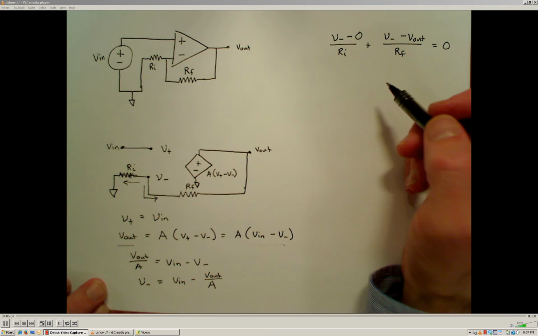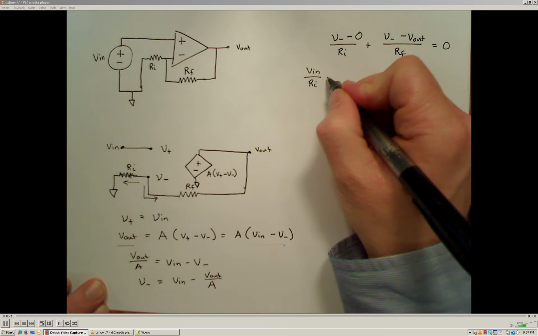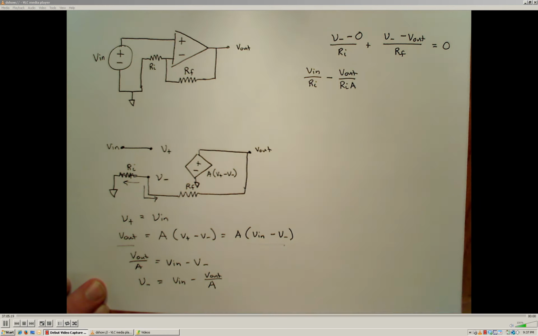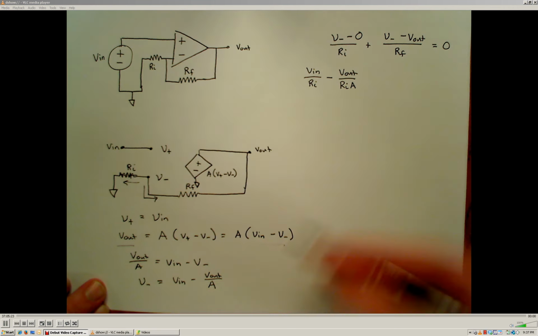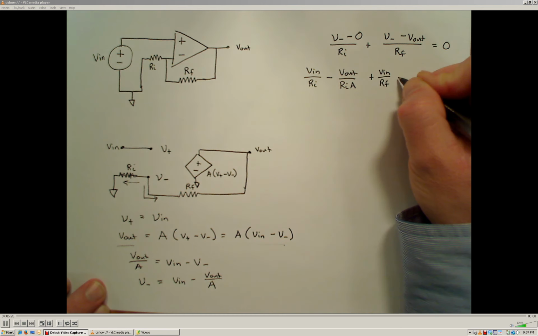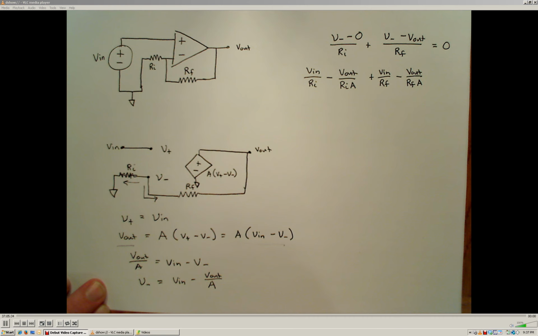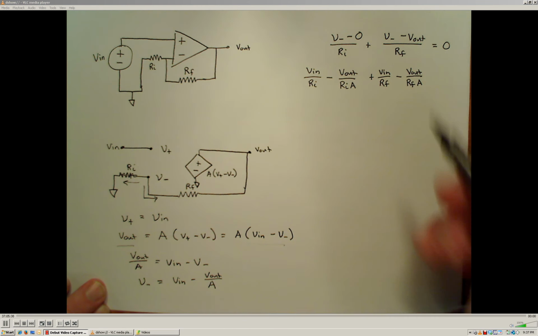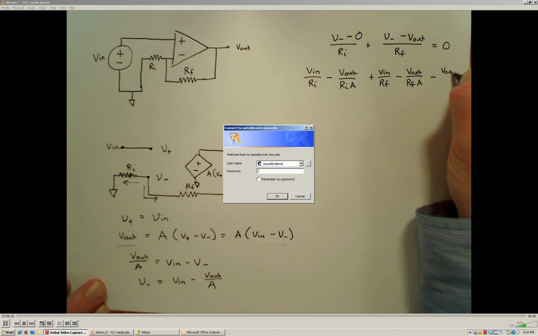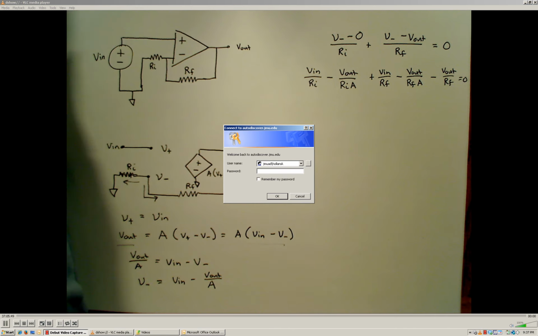Okay, so now I'm going to take that and substitute that into this relationship right here. And when I do that, I will wind up with Vn over Ri minus Vout over Ri times that large gain factor A. So that takes care of this term right here. Alright, plus Vn over Rf minus Vout over Rf times the large gain factor A, and that takes care of this term right here. And I still have to worry about the Vout term right here, so that will be minus Vout over Rf equals 0. Alright, and I'll cancel this here.